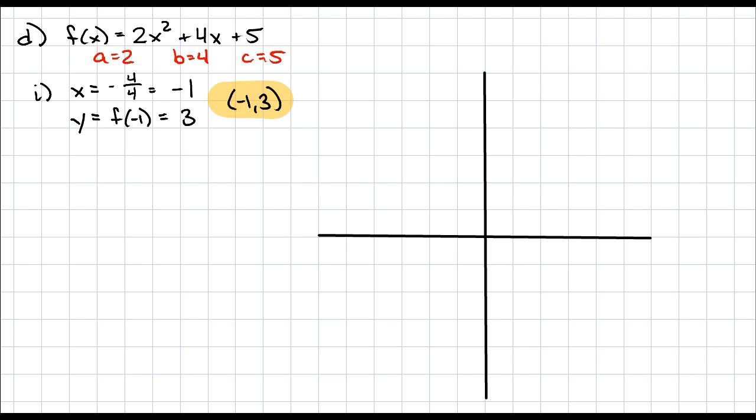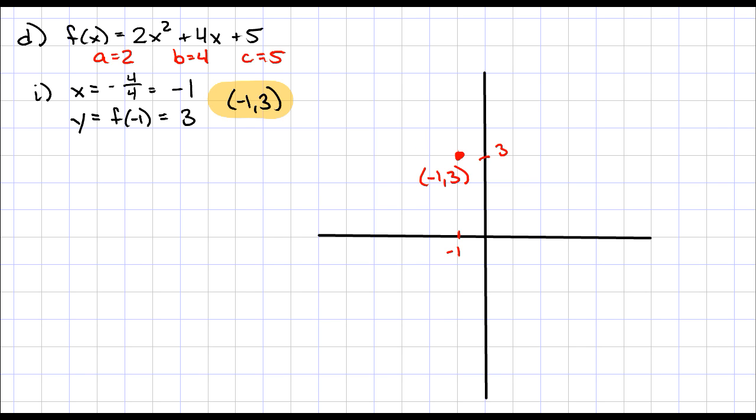And plotting that, minus 1. Hey, let me actually use a slightly different scale here. I think this will fit on if I just use one block per unit. So this will be minus 1 up here, and then 3 will be there. So this is the vertex, minus 1, 3. In fact, let me label that down here. Minus 1, 3.